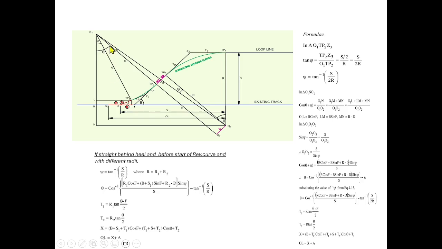So this will be equal to theta minus f. The deflection angle is equal to theta minus f, when theta minus f will be your theta. This is the deflection angle. So knowing the deflection angle, we are able to get the tangent length, and finally we find out the horizontal distance.